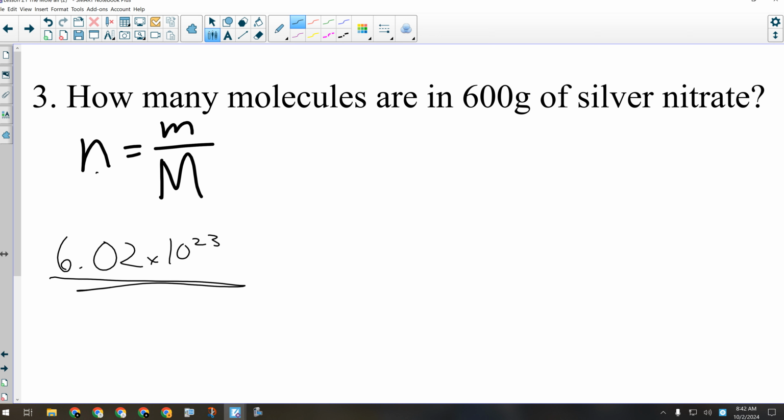So looking at this question here, we're looking for the number of molecules. So I'm going to write hashtag molecules, because that doesn't mean hashtag, it means number. So number of molecules, question mark, are in 600 grams. What did they just tell me? Little m.